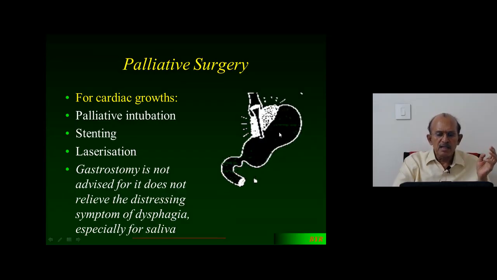Why is dysphagia distressing? Because normally every individual secretes about 1.5 liters of saliva every day. So that saliva has to be swallowed. When there is obstruction, the patient cannot swallow saliva. Then there is a lot of drooling of saliva from the mouth. He cannot swallow, so saliva will always be drooling out. And there will be collection of saliva in the upper end of the esophagus and in the pharynx, which can cause aspiration.